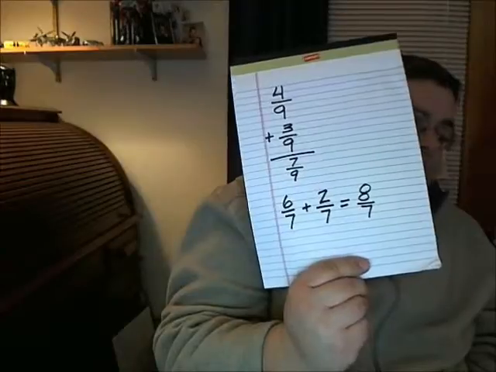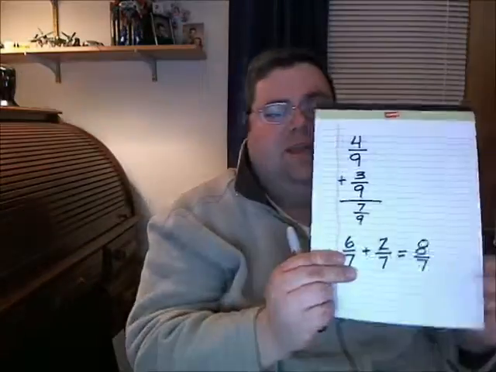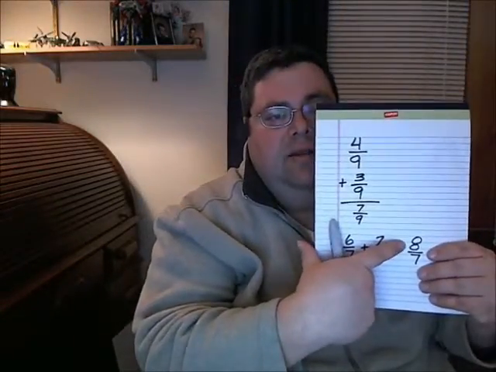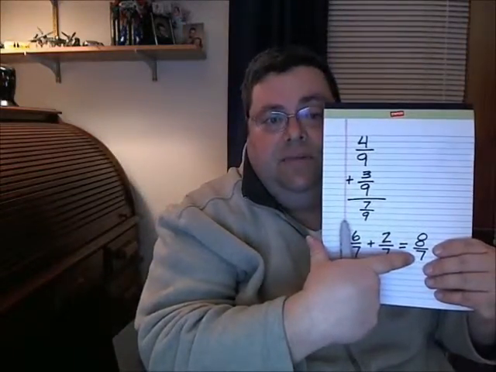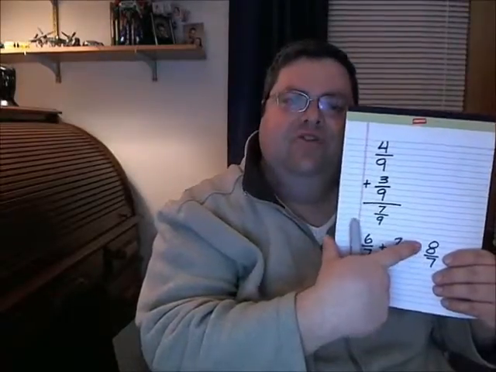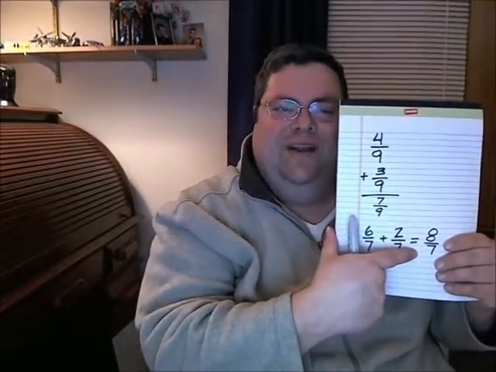Now, if we look at that, that should look a little wrong, because we can't have a numerator that is larger than our denominator. That's called an improper fraction, which we talked about in one of the earlier lessons. To change an improper fraction to a mixed number, which is what we need to do, we divide the numerator 8 by the denominator 7.